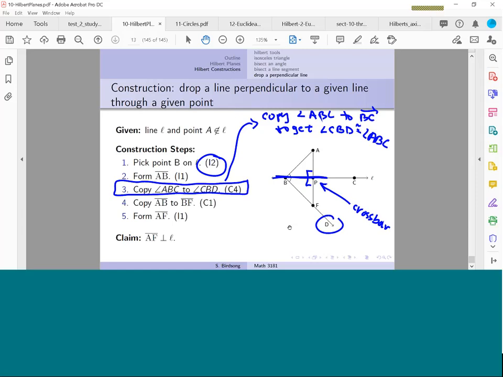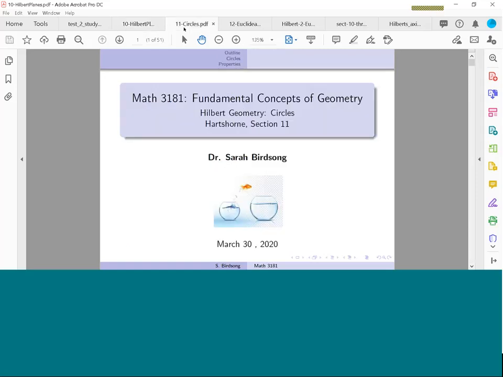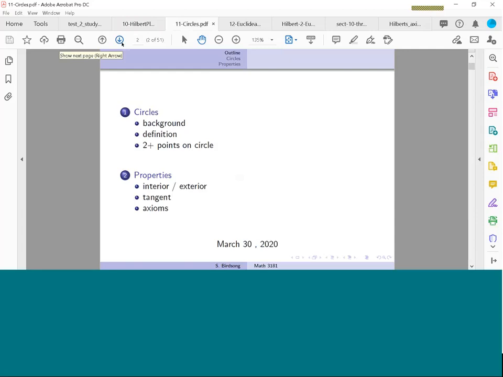All right, seeing nothing from you guys, let us move to section 11, which talks about circles. We could totally spend like 2 weeks on circles. We're not going to do it. Okay? So here's the basics. We're going to talk about the definition, a couple of properties, and then the axiom that deals with circles, and that's it in this section.